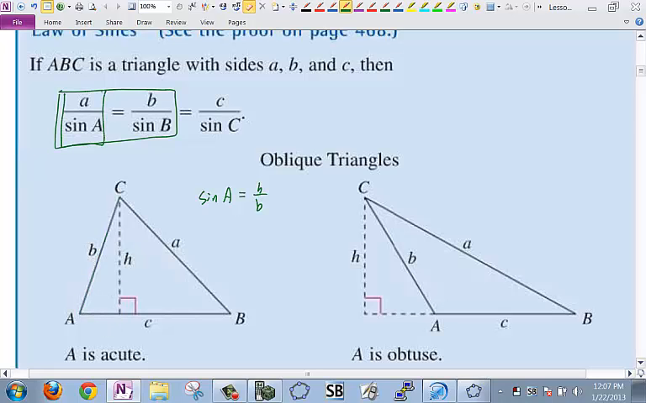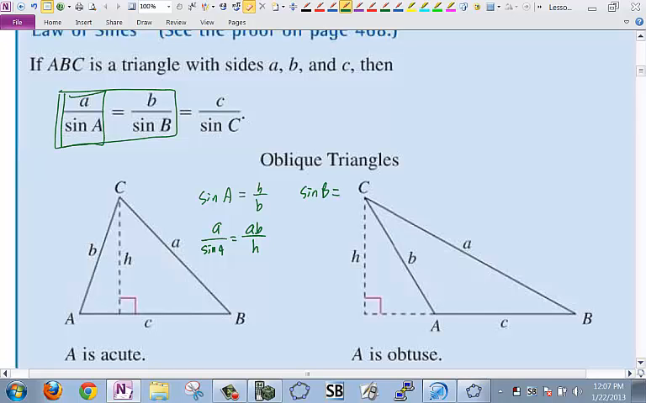So therefore, the left side of this equation, A divided by sine angle A, that's going to be A divided by h over b. So that becomes AB over h. Agreed? Okay. Let's do the same thing for angle B.